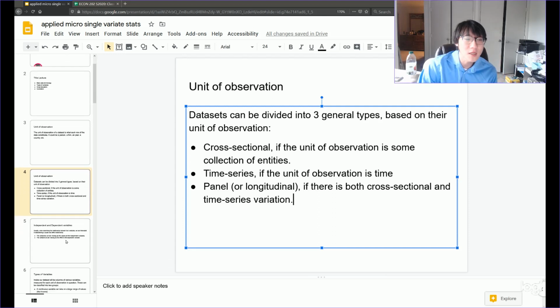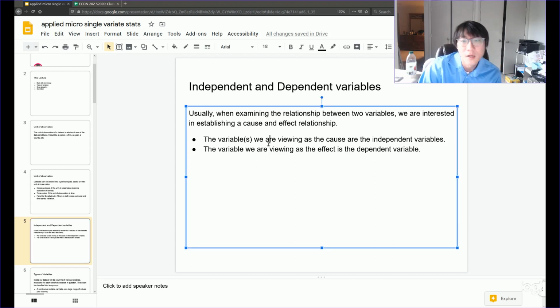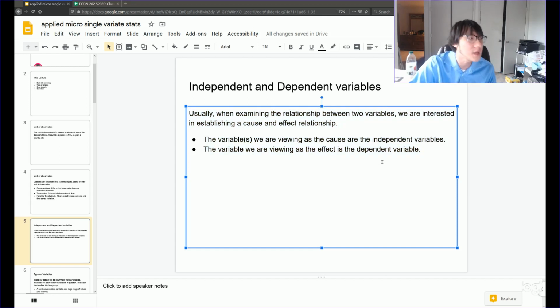Okay, so let's talk about some types. Those are different types of data sets. Let's talk about some different types of variables that we might find within those data sets. The first and most fundamental distinction is that when you're examining a data set, you're usually trying to look for a relationship between those variables, really a cause and effect relationship between two of those variables. The variables that we're viewing as the cause of that relationship are known as the independent variables, and the variable that we are viewing as the effect would be the dependent variable.